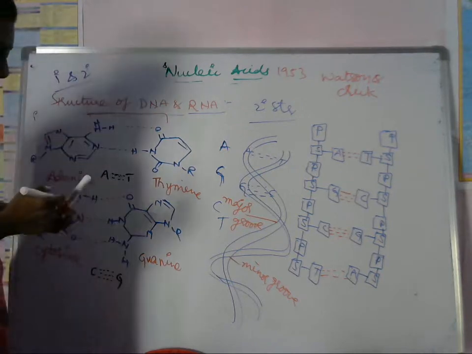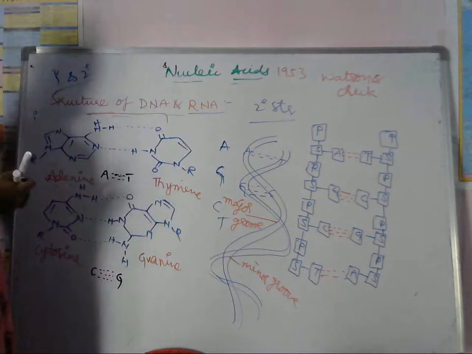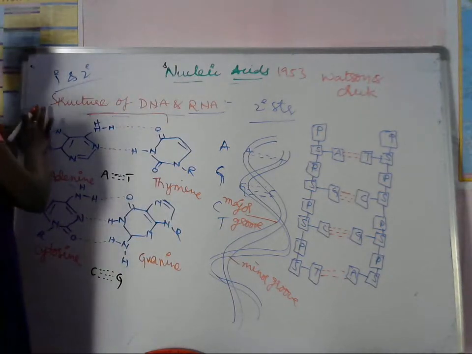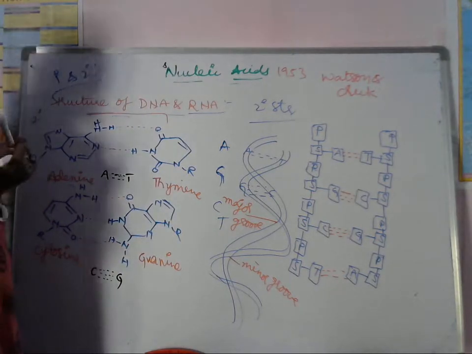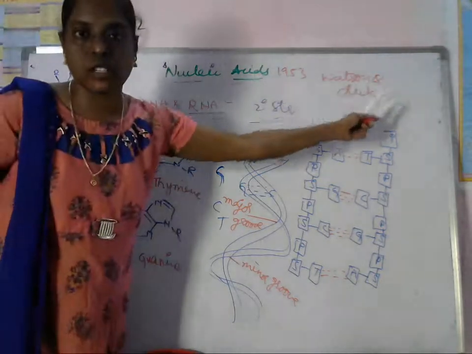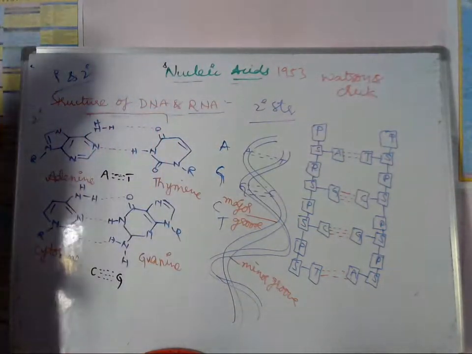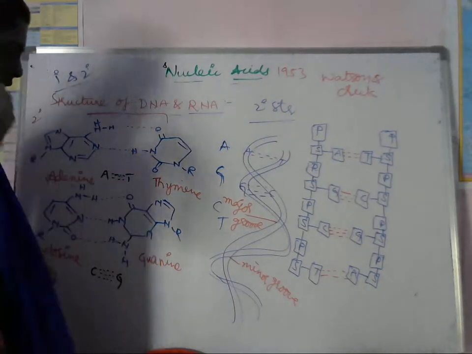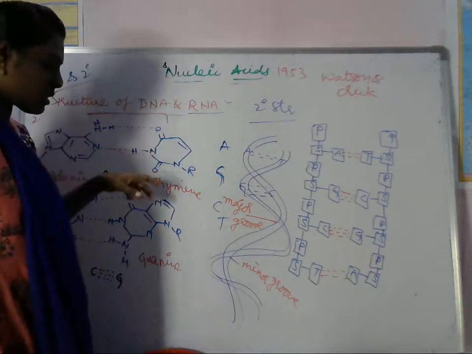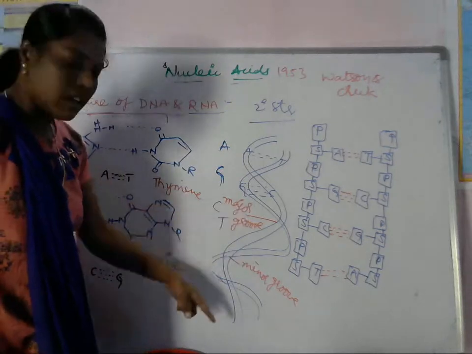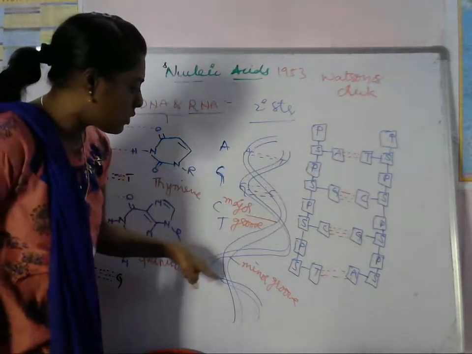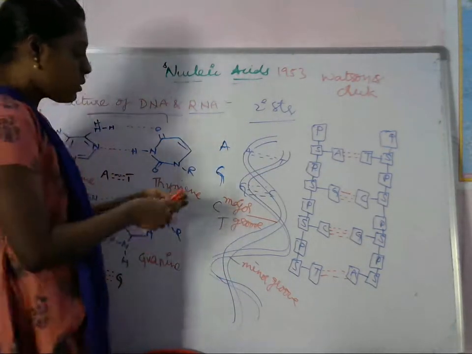So like that, in the secondary structure also, what will be happening now? In the secondary structure, in 1953 Watson and Crick proposed this double helix structure. Okay, so this is the secondary structure of DNA from X-ray analysis. So this has a double helical structure. If you see this clearly.